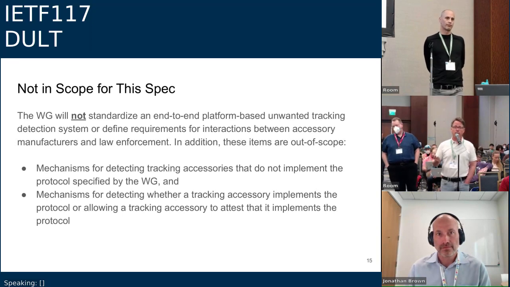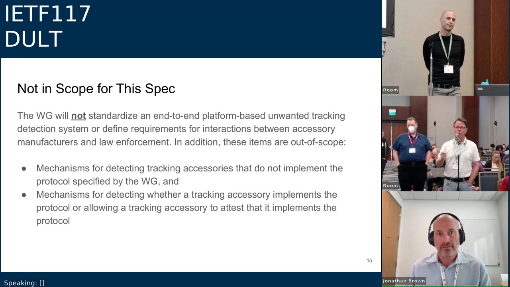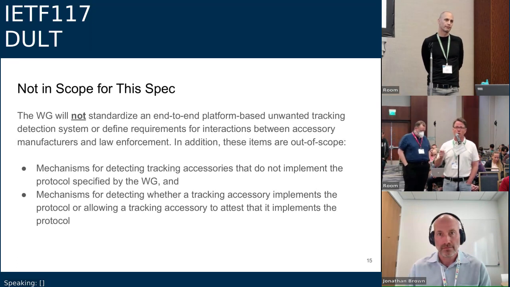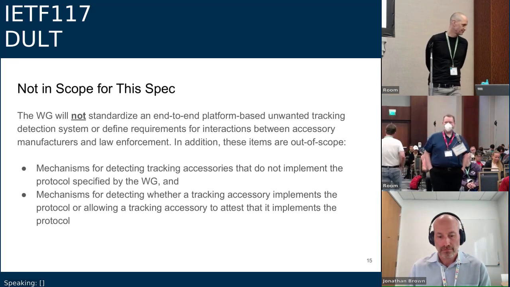As a result, I believe this should be completely rethought, despite how important the problem is. If you limit the solution space to something that lets the current trackers continue to work, you probably haven't eliminated the problem. Thank you. I'm going to close the queue.